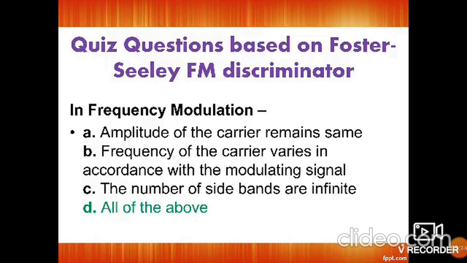We have one quiz question based on this, that is, in frequency modulation: the first option is that the amplitude of the carrier remains the same, then that the frequency of the carrier varies in accordance with the modulating signal, and that the number of sidebands is infinite, and all of the above. In frequency modulation all of these things happen. The amplitude of the carrier remains the same, which is correct, the frequency of the carrier varies, which is also correct, and the number of sidebands is infinite, which is also correct. So three things are correct, and the final answer is D, all of the above.